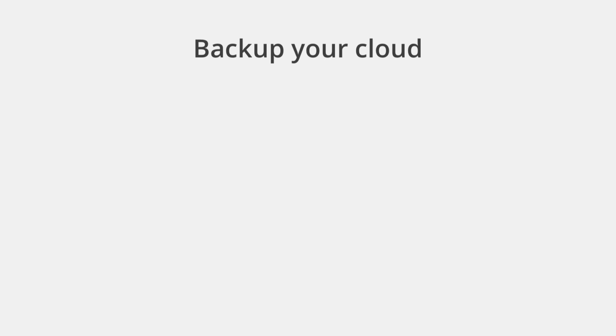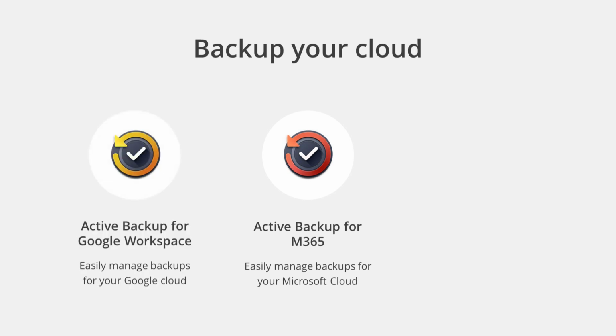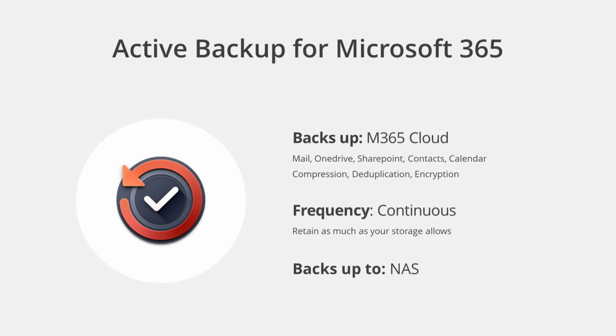So we'll talk about 3 different packages here: Active Backup for Microsoft 365, Active Backup for Google Workspace, and Synology Cloud Sync. First, we'll take a look at Active Backup for Microsoft 365. This software allows you to centralize backups for all of your Microsoft 365 accounts. It backs up all the data for OneDrive for Business, SharePoint, Exchange, Microsoft Teams, as well as your mail, contacts, and calendar. It's a continuous backup, so if any changes are made, it'll automatically create a new version of that file. Also, you can retain as much data as your storage allows.